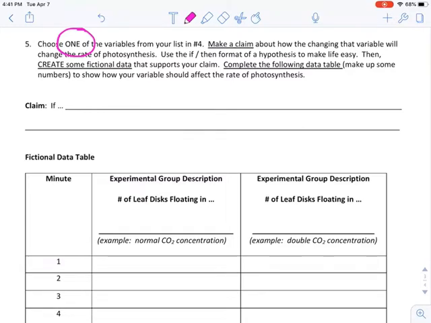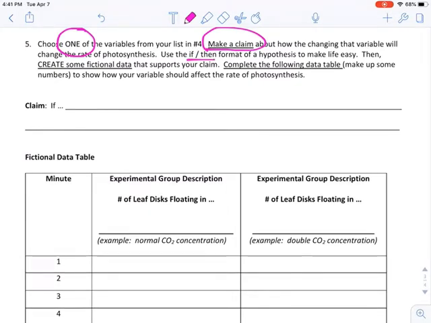So your experimental question is, how does this variable change the rate of photosynthesis? What I want you to do is make a claim about how you think that variable is going to affect the rate of photosynthesis. And remember, rate means the speed at which it happens. So essentially it would be like how fast do plants grow? Now, I would recommend using the if-then format for your claim, just like a hypothesis.